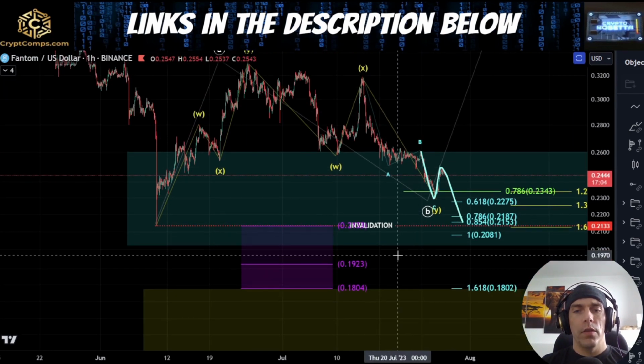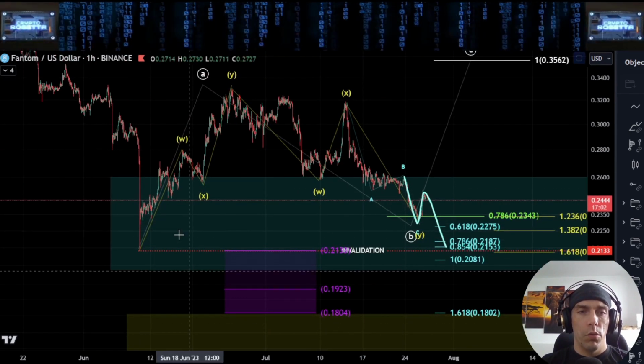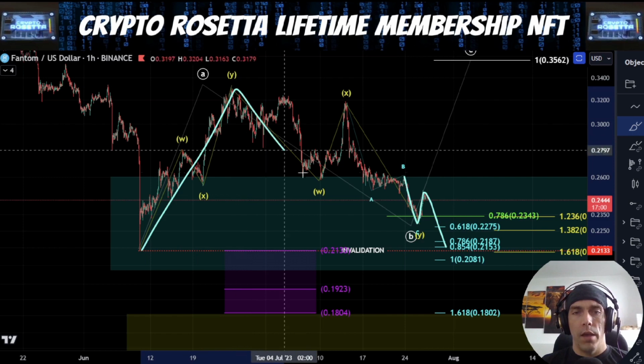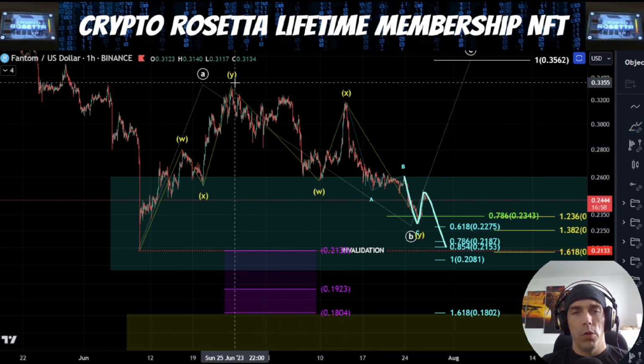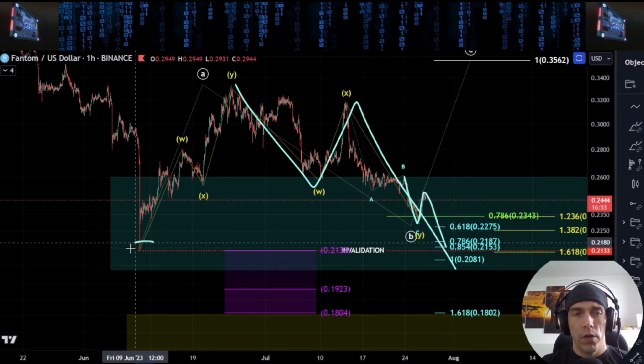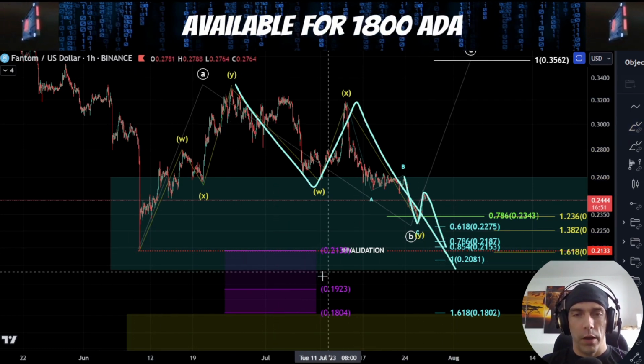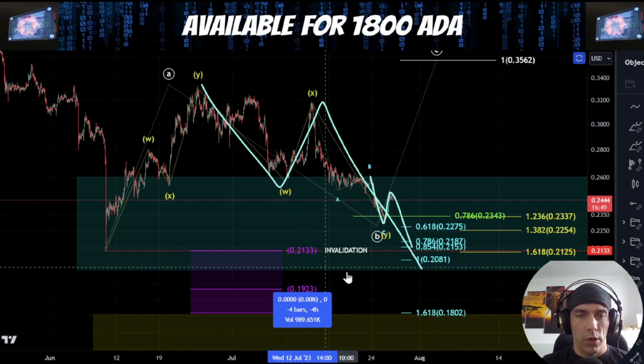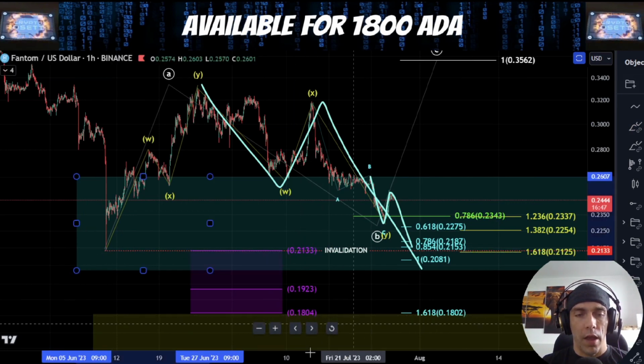Now if we are looking at this as a corrective move here, what we could get is W, X, and then we get a Y wave, which actually overshoots the origin of this A wave and looks to push down into this lower target box here, this 21.33 to this 18.04.